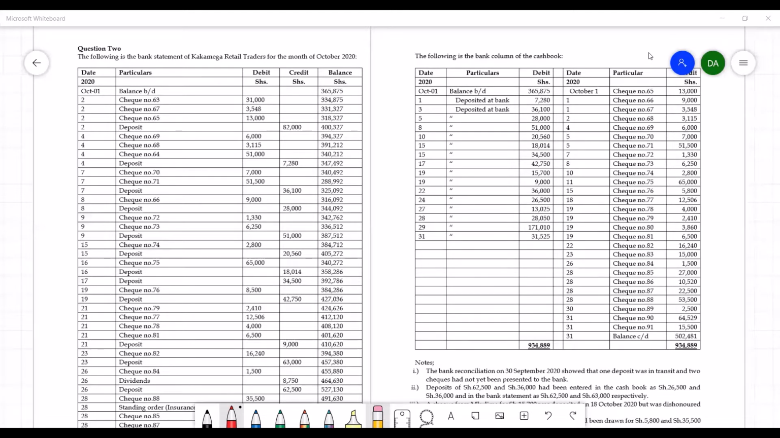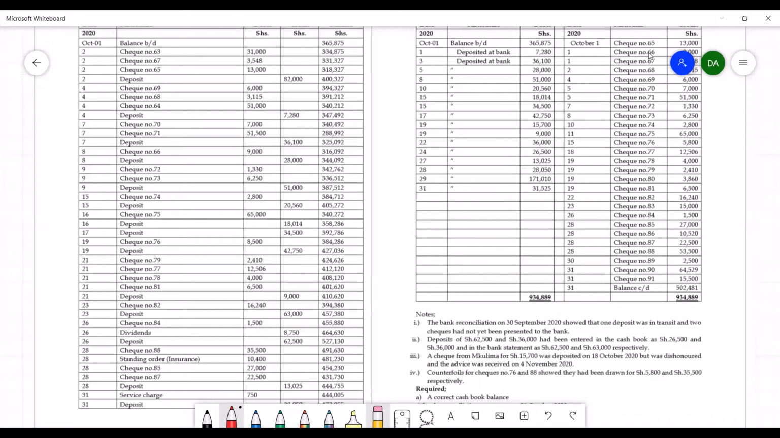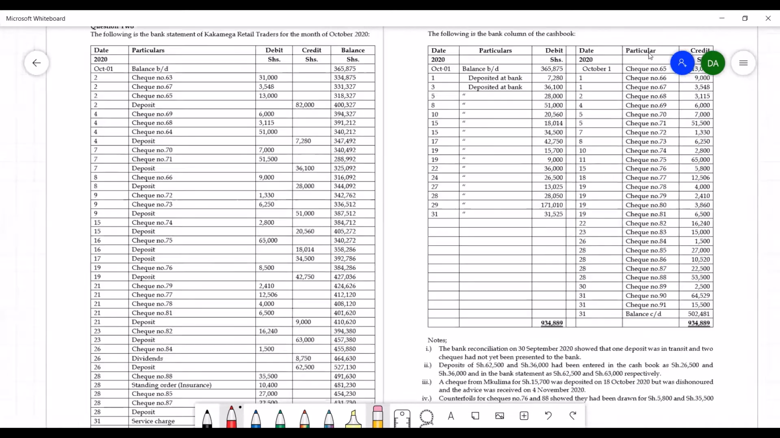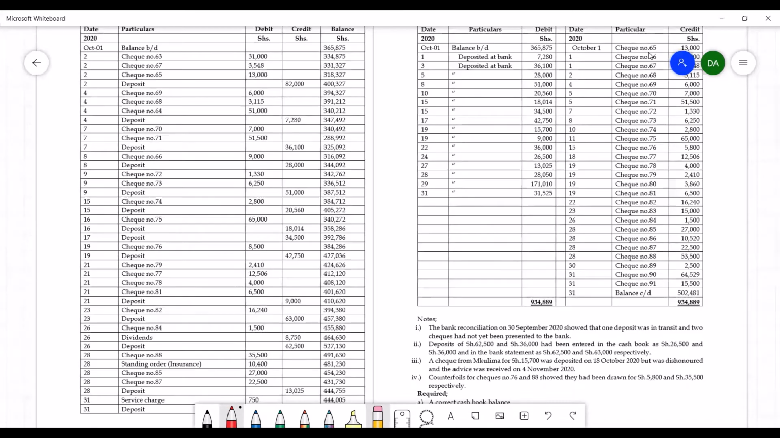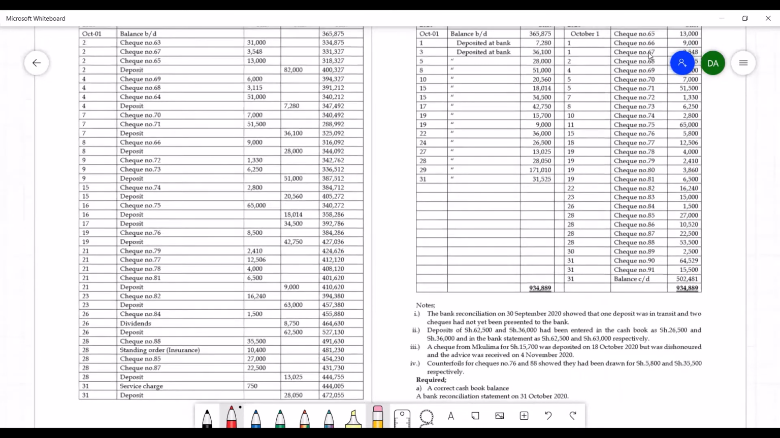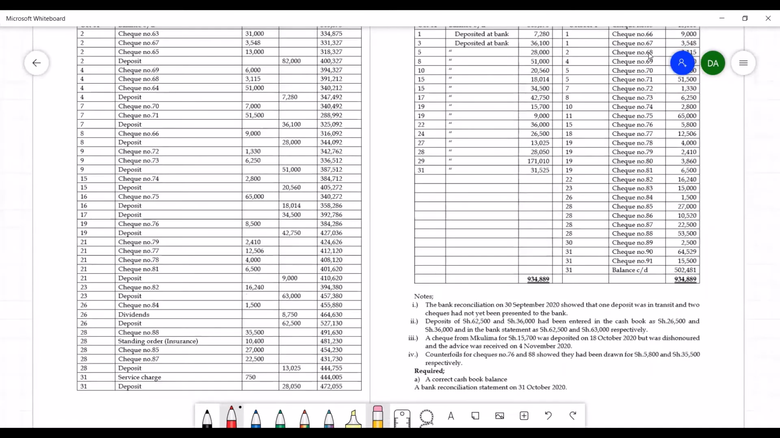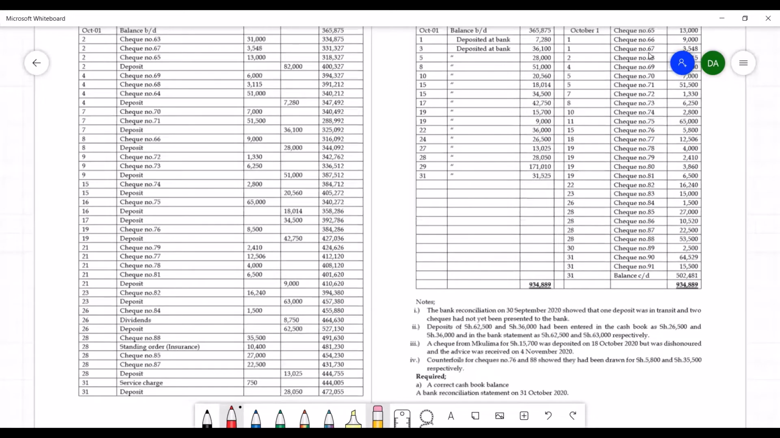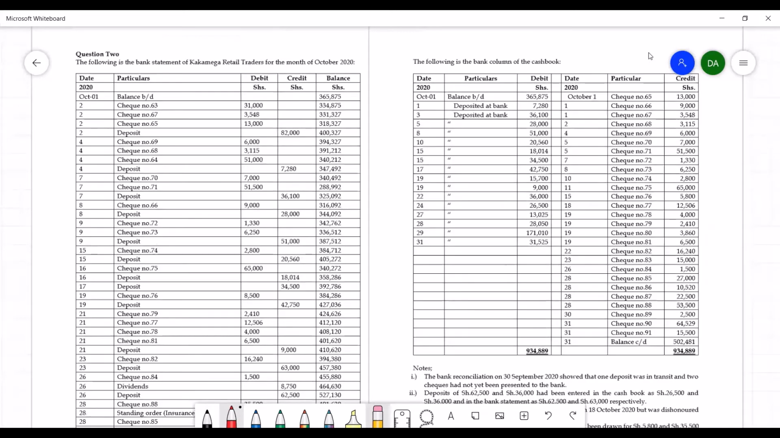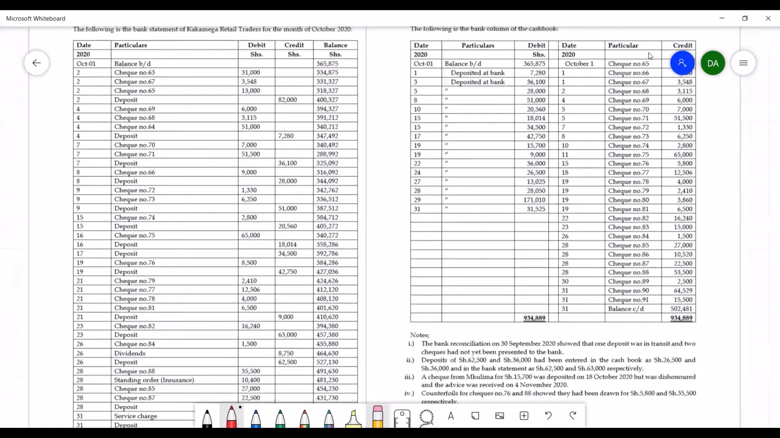The following is a bank statement of Kakamega Retail Traders for the month of October 2020. Now, as you can see here, we have a bank statement with transactions beginning with the opening balance on 1st of October and all the way to 31st of October, where we have the closing balance. Then we have a cash book bank column as follows, beginning with the opening balance on 1st of October, then all the way to 31st of October.